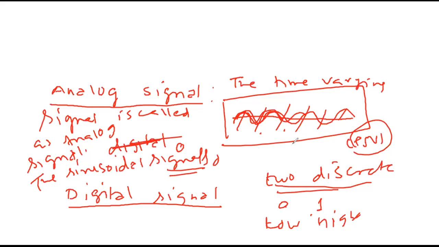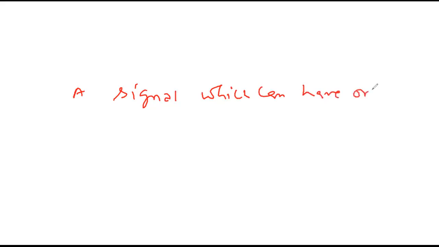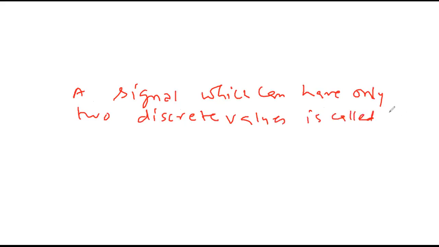Then write digital signal. A signal which can have only two discrete values is called a digital signal.